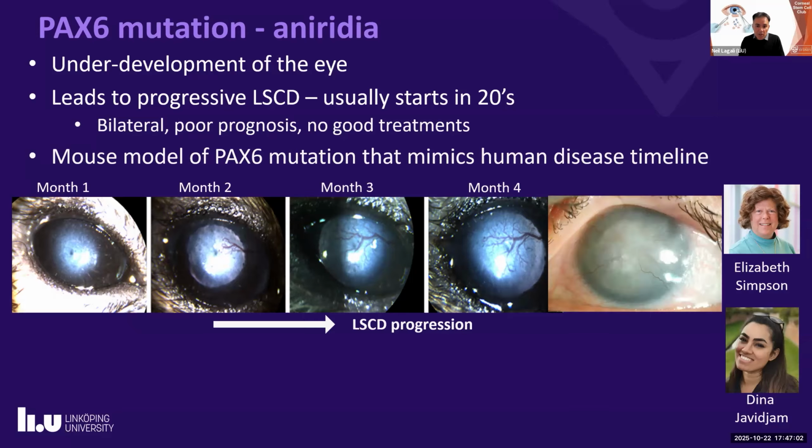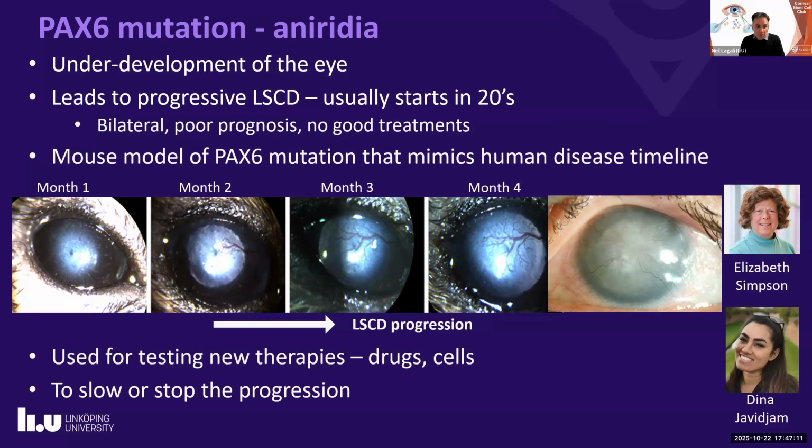And we can compare this to the clinical picture that you can see in a patient, and it looks very similar to the mouse model. So we use this model for testing new therapies, potential new drugs or cell therapies, and with the aim to either slow or stop the progression of the disease.